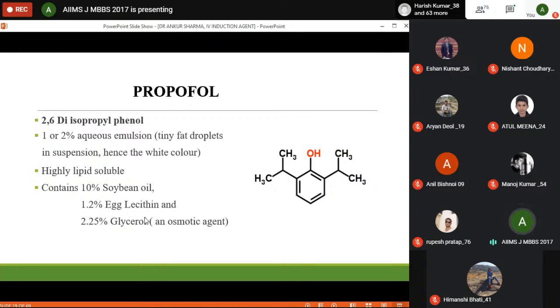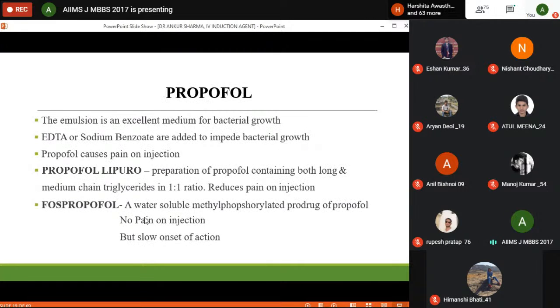It contains 10% soybean oil, 1.2% egg lecithin, and 2.25% glycerol. The emulsion is an excellent medium for bacterial growth because egg is there, bacteria can grow, so EDTA or sodium benzoate are added to impede bacterial growth. Propofol causes pain on injection because of this lipid emulsion. Okay, there are two new preparations of propofol. First is propofol lipuro. It is a preparation of propofol containing both long and medium chain triglycerides in a 1:1 ratio. It decreases the pain on injection.